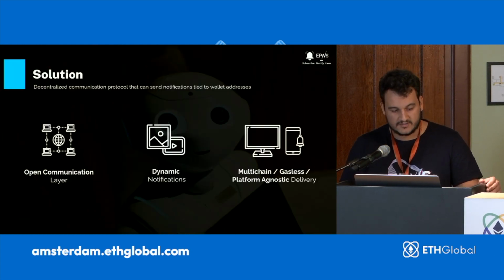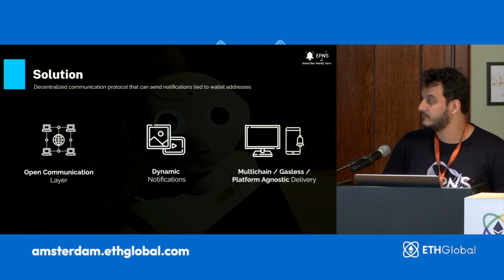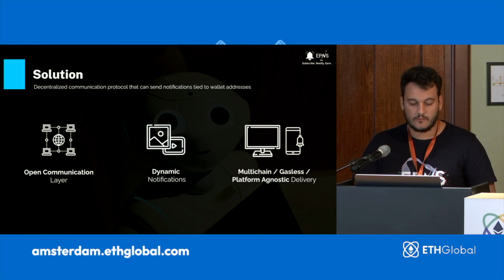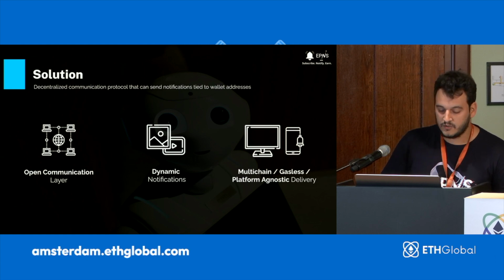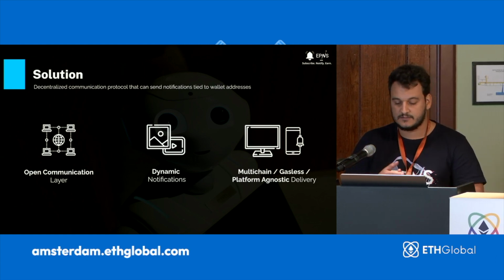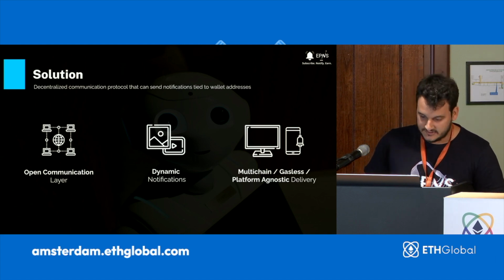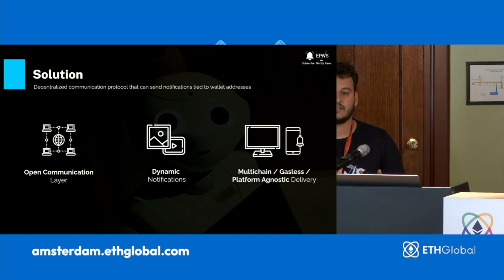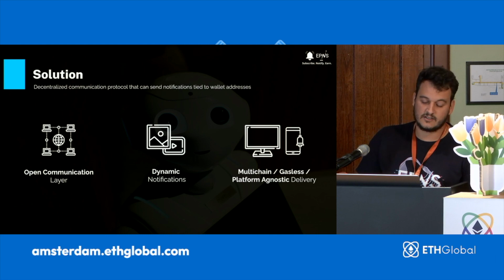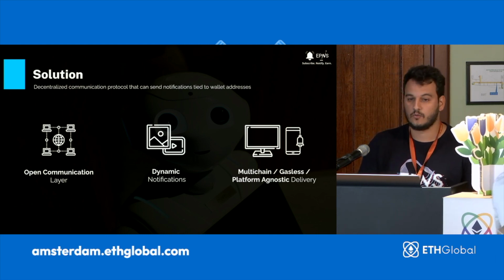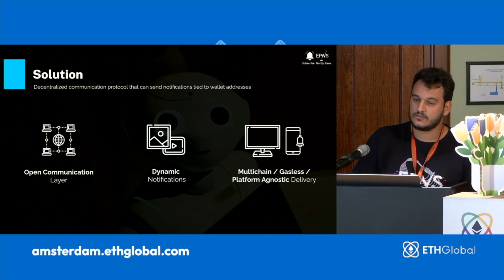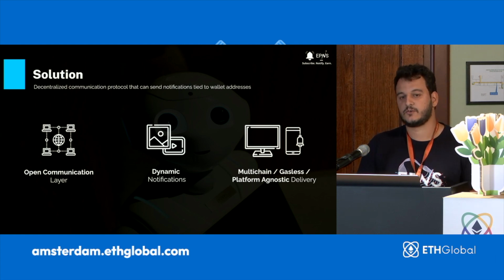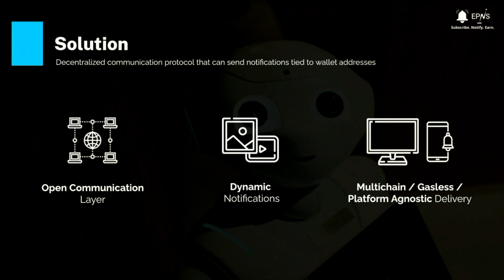So what is the solution? What EPNS is building is the communication layer for Web3, right? The communication is open, which means that any backend, any frontend, any smart contract can send notifications to wallet addresses. The communication is dynamic, which means that you can say anything you want. In other words, you can say the YouTube video, you can say the DAO proposal, you can say the notification whenever someone updates you on OpenSea. You can say the song. So basically, we don't impose any restrictions on the type of notification sent to wallet addresses.